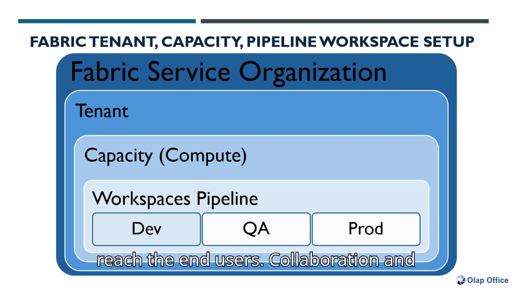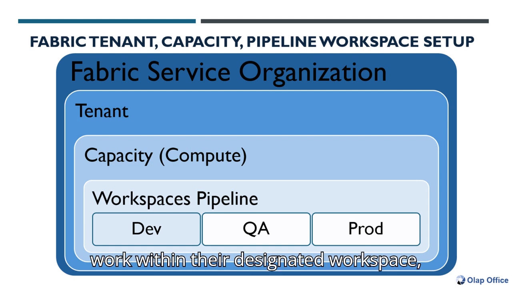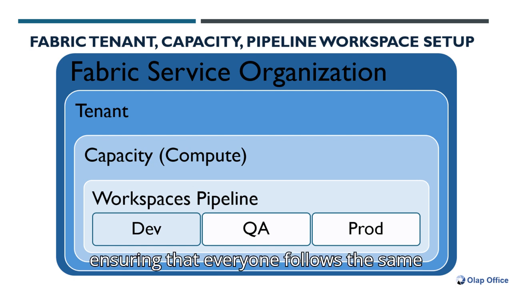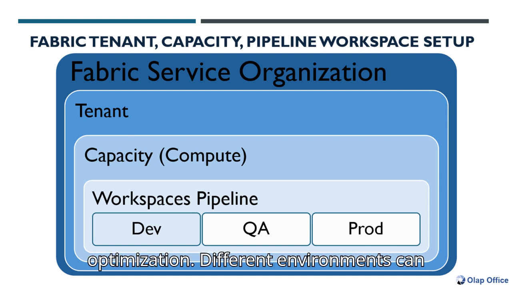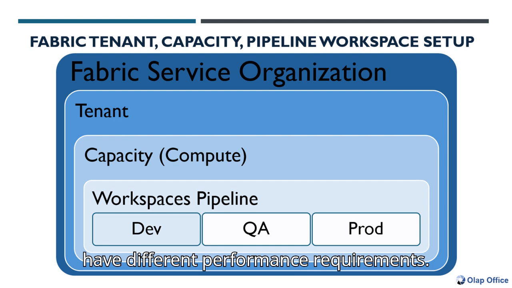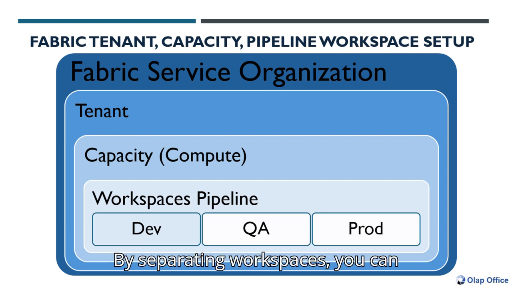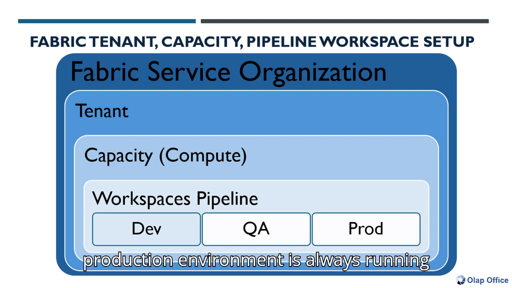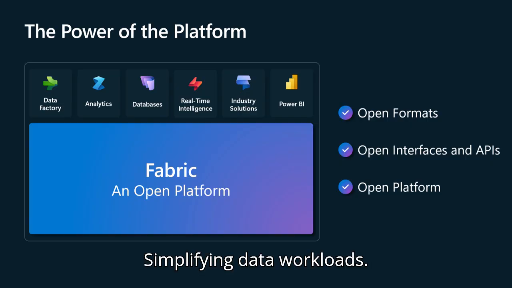Collaboration and governance. Separate workspaces facilitate better collaboration among team members and provide a clear governance structure. Each team, development, QA, and operations, can work within their designated workspace, ensuring that everyone follows the same processes and standards. Performance optimization. Different environments can have different performance requirements. By separating workspaces, you can optimize each environment according to its specific needs, ensuring that the production environment is always running at optimal performance.